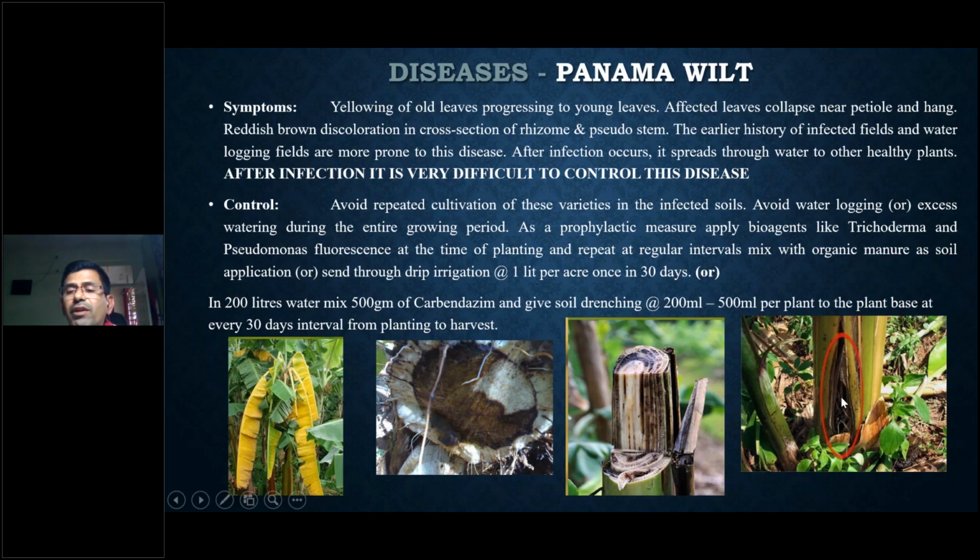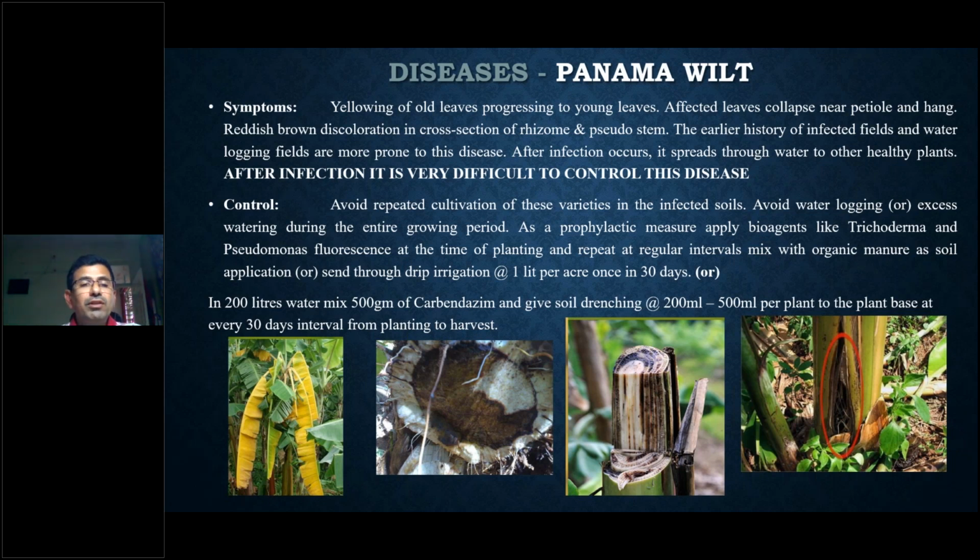The easiest way to identify it is in the fourth photograph, the split in the stem. You can see the stem split at the bottom of the stem. This is the easiest way to find this disease. How to control this disease? As a prophylactic measure, we can give Trichoderma and Pseudomonas fluorescens at regular intervals, once a month through drip irrigation, or drenching through drip irrigation, at the rate of 1 liter per acre.